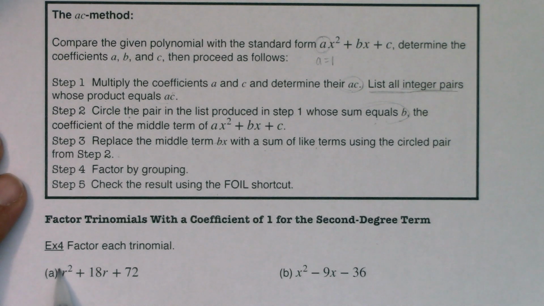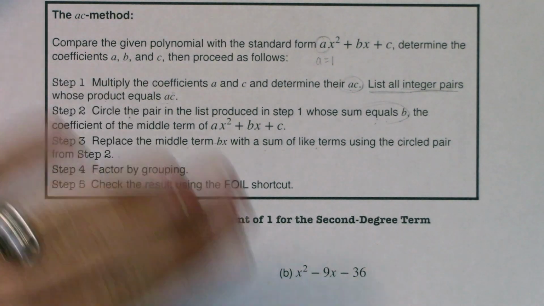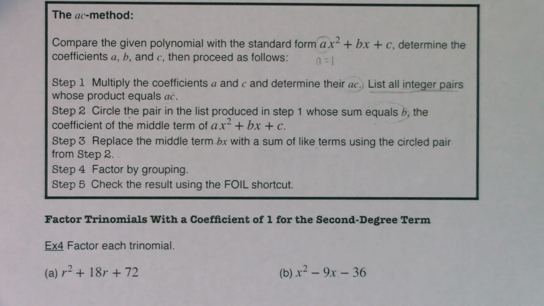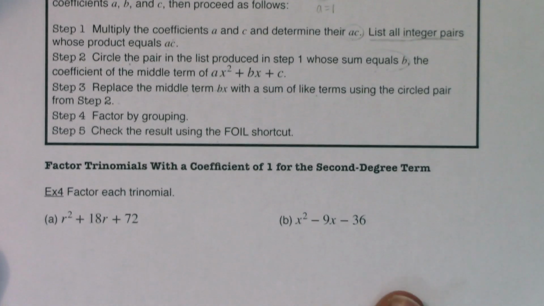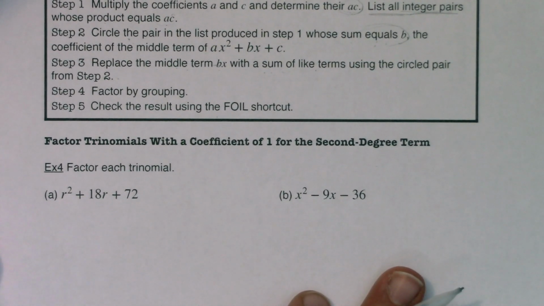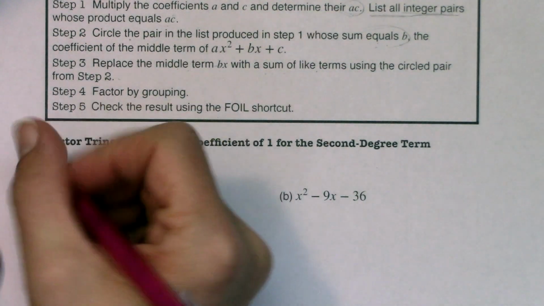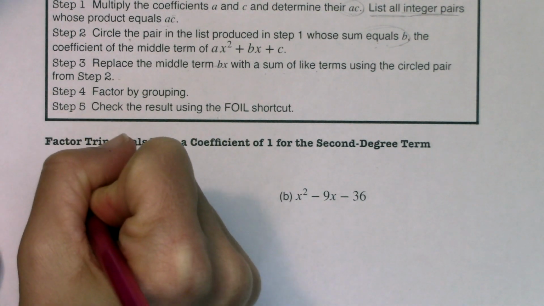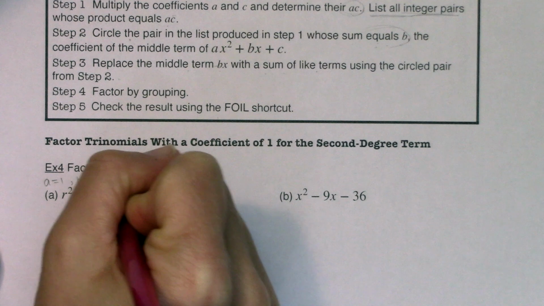You see a 1, unsaid 1 here, an unsaid 1 here. But let's try out this AC method, again with the full acknowledgement that there are plenty of other factoring methods out there. All right, so for example 1, I'm going to say A is 1, B is 18, C is 72.